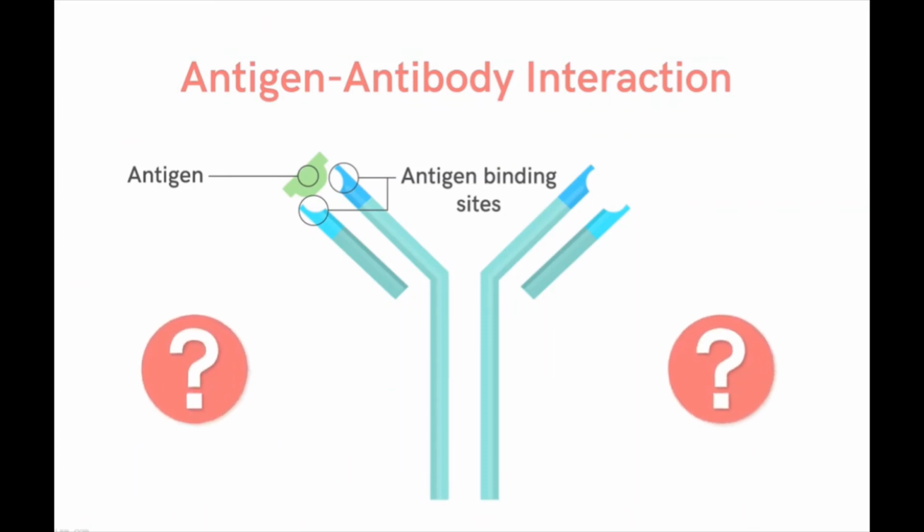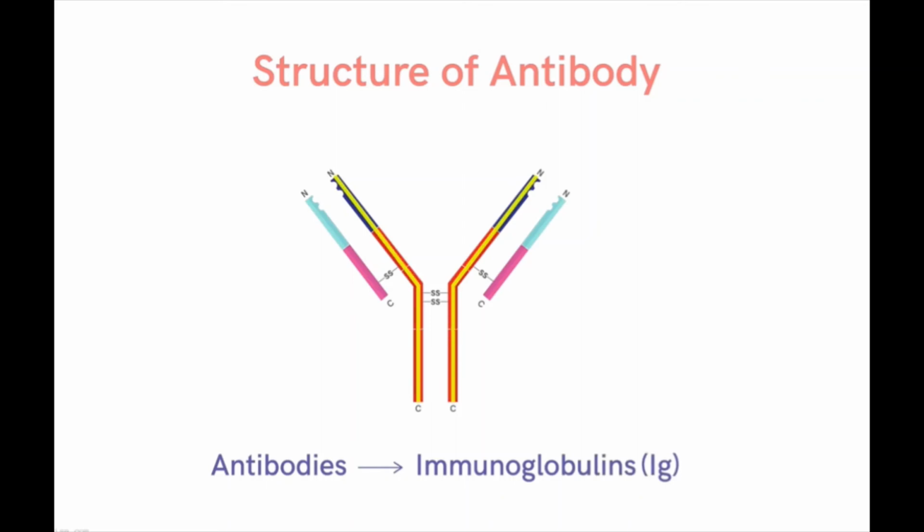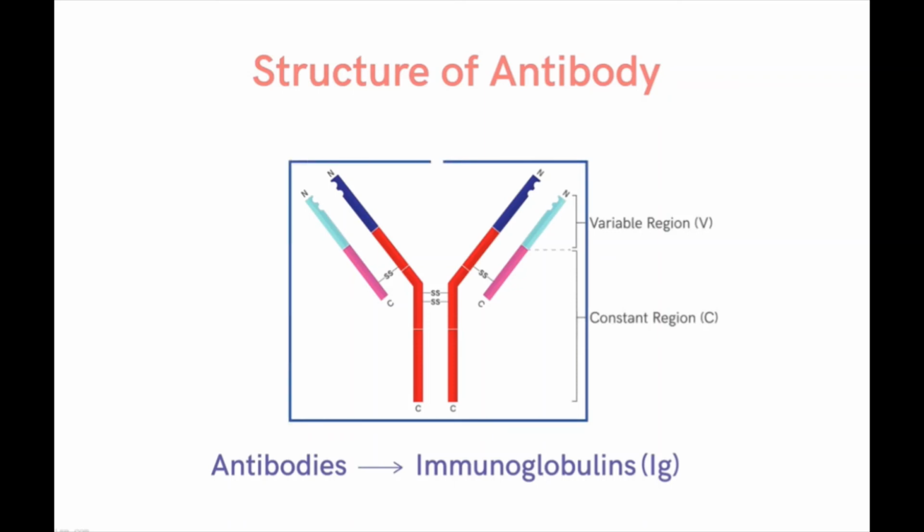Any idea how this interaction takes place? The answer lies in the structure of the particular antibody. Antibodies, also known as immunoglobulins, are denoted with the abbreviation Ig. They are Y-shaped protein molecules which are made up of different peptide chains. Here we have a complete representative structure of a typical antibody. This structure of antibody is basically studied by dividing it into two parts: the constant region and the variable region formed by these peptide chains.